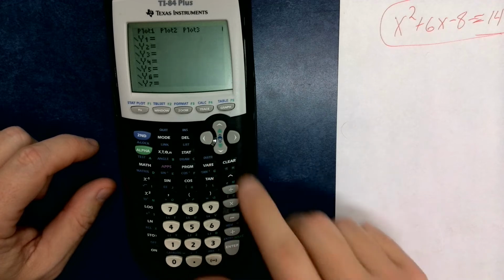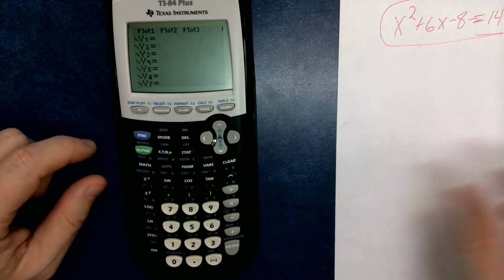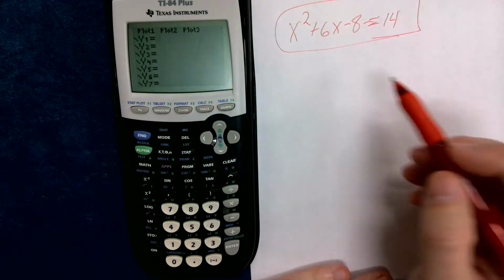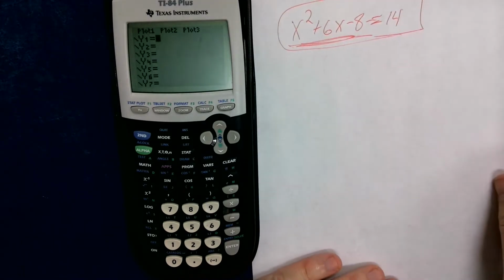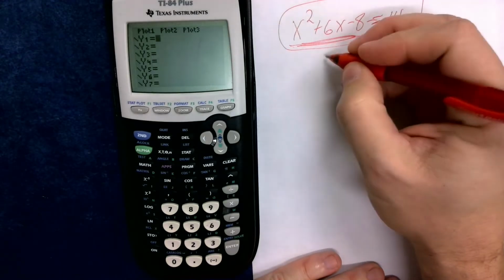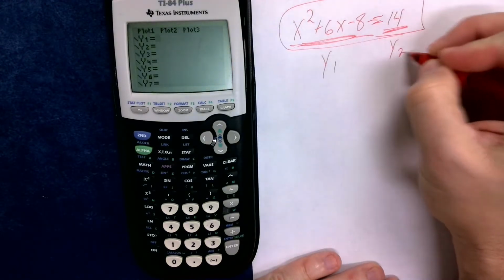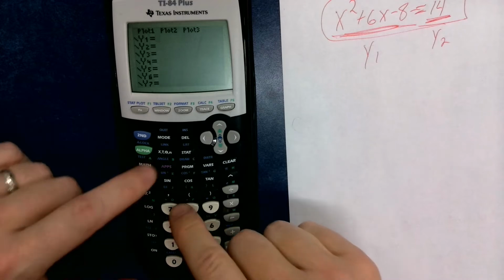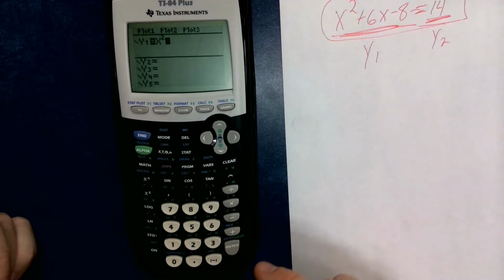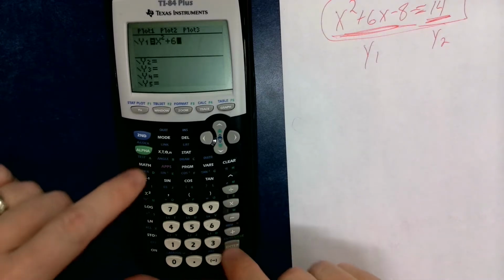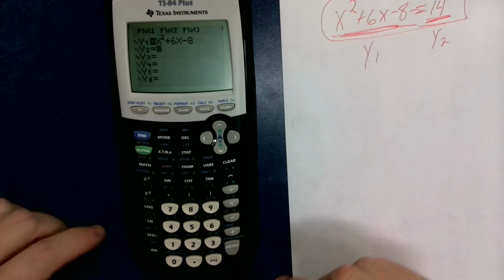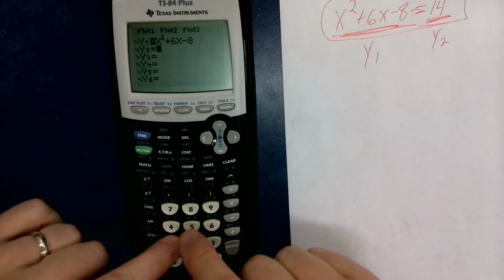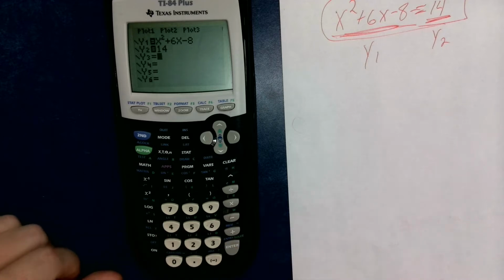Anytime that I have an equation like this, I'm going to take the left hand side of the equation and put it in y1, and the right hand side of the equation and put it in y2. So x squared plus 6x minus 8, enter, there's my equation in y1, and 14, there's my equation in y2.